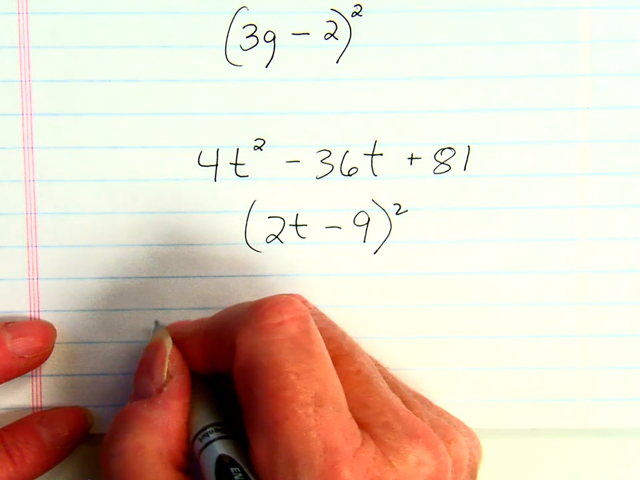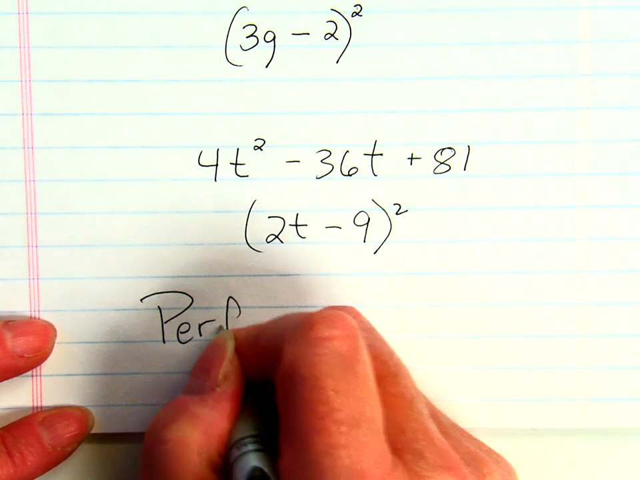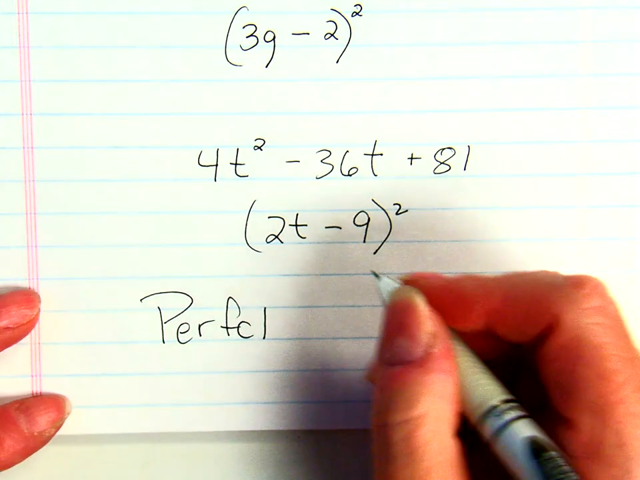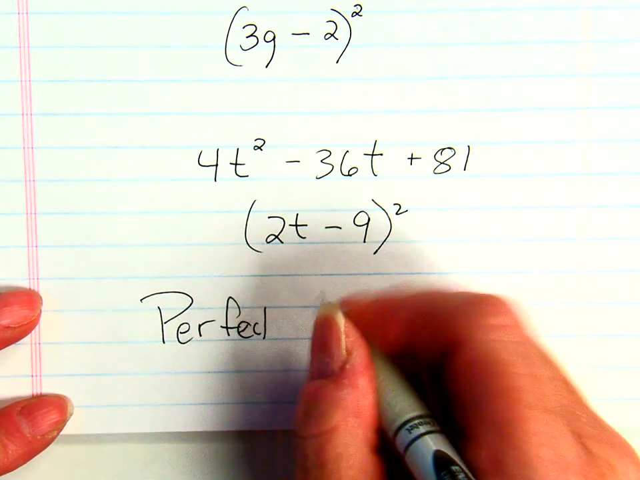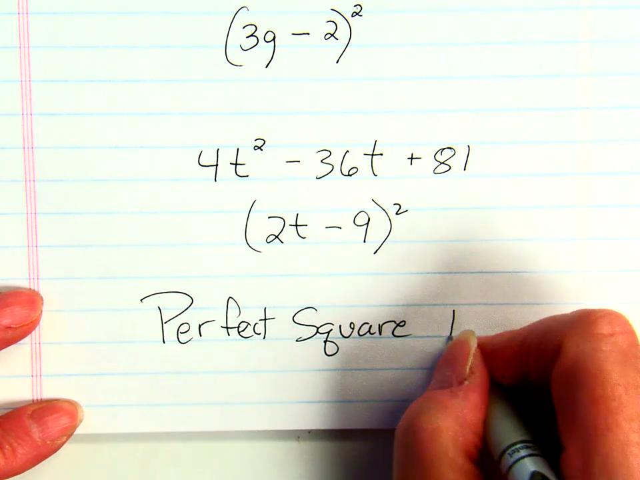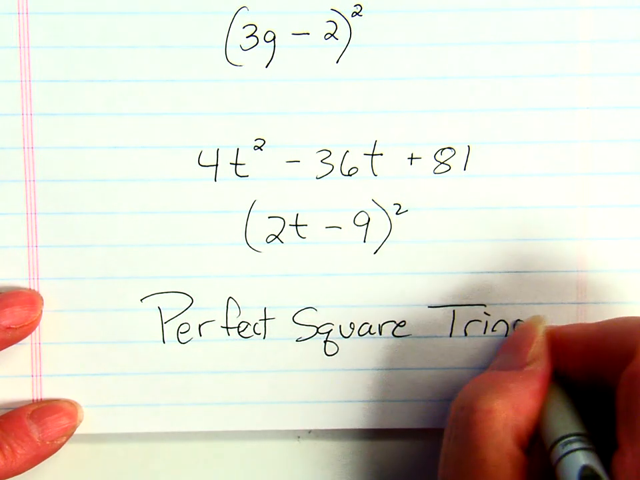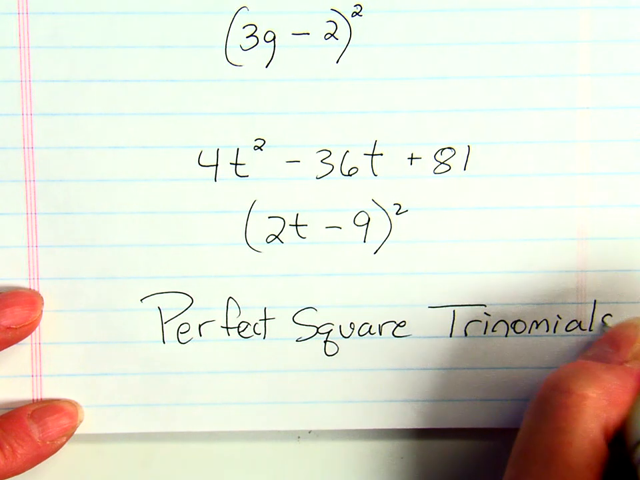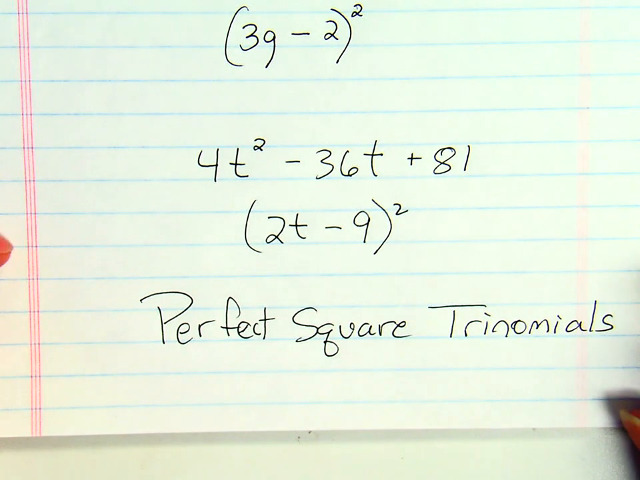And these are called, again, perfect square trinomials. Please make these as simple as I just did.